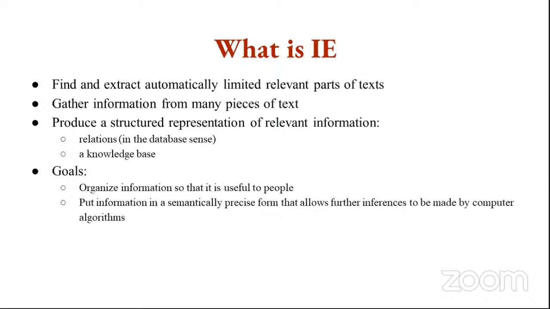We first extract the entities mentioned in a particular text. Then we find the relationships between the entities. That way we can develop a knowledge base or knowledge graph. The goal of information extraction is to organize information so that it is useful to people, because nobody has time to go through the entire document. If you can develop structured data, like a list, or a knowledge base from the given data, it would be useful for users. Put information in a semantically precise form that allows further inferences to be made by computer algorithms. For computer algorithms also, if the data is in a structured format, it is quite easy to develop different models on it.